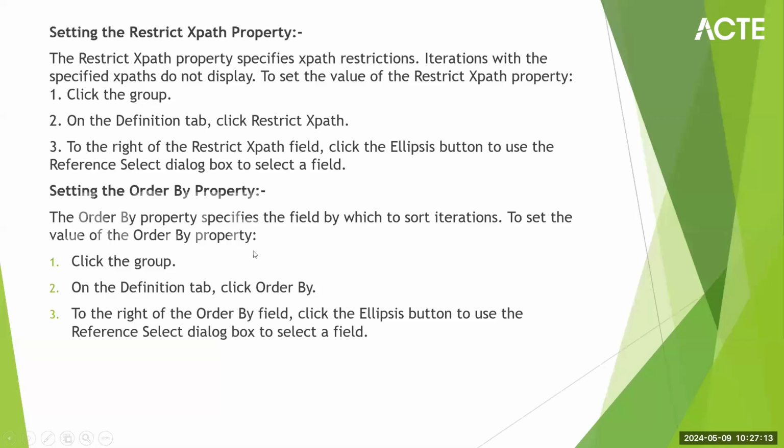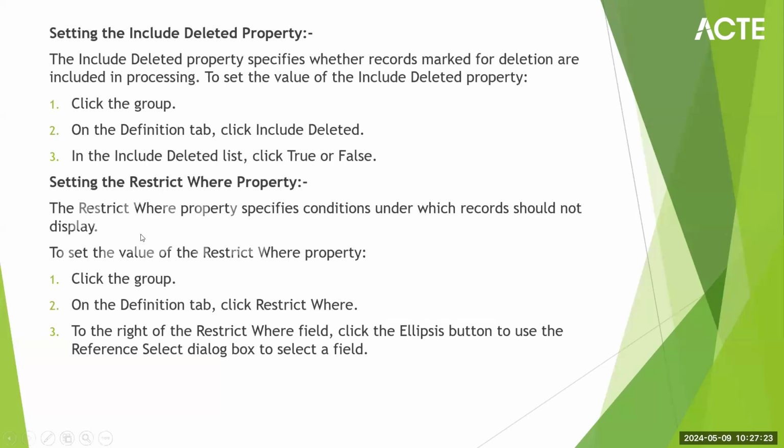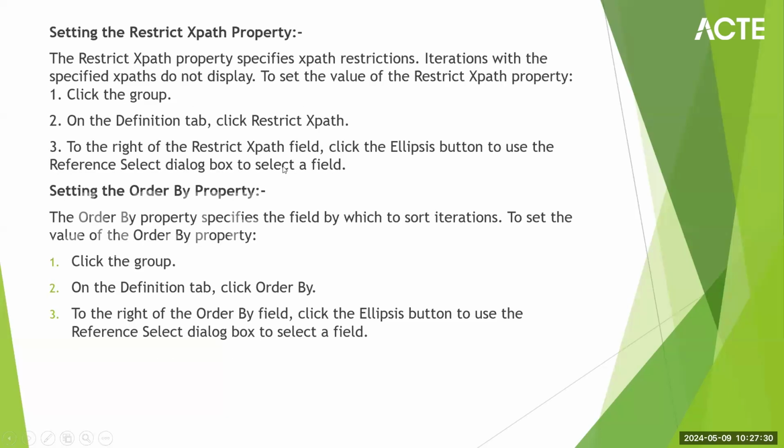Setting restrict XPath property. The restrict XPath property specifies XPath restriction. Iteration with the specified XPath do not display. For example, previously we were giving the field ID in the XFlip button. Here we are giving the path. XPath is nothing but directly the path of that particular group.